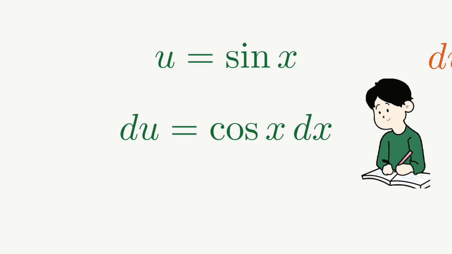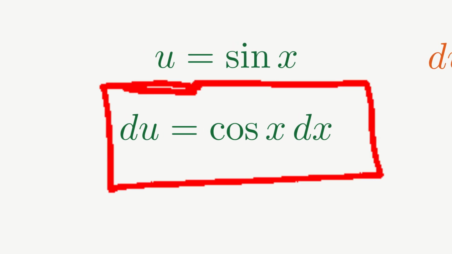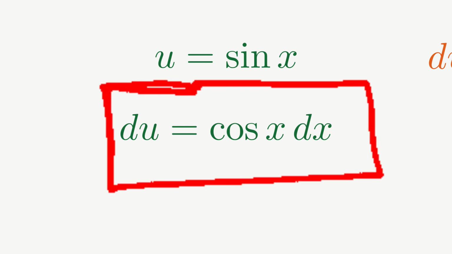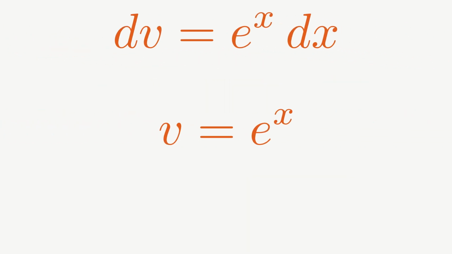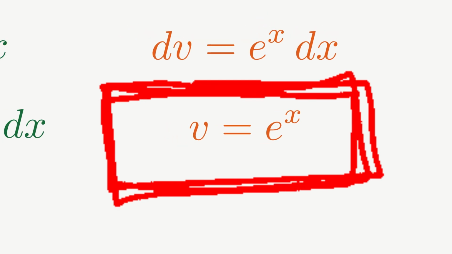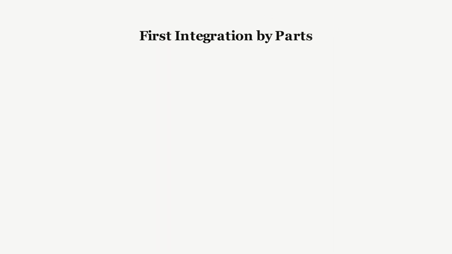Now let's compute du and v. The derivative of sine x is cosine x. Therefore, du equals cosine x with respect to x. Next, the integral of e to the power x is simply e to the power x, so v equals e to the power x. Now we're ready to apply the formula. Substitute everything into the integration by parts formula.